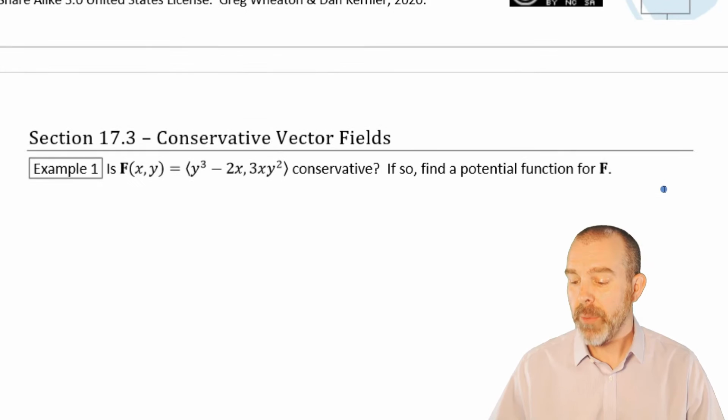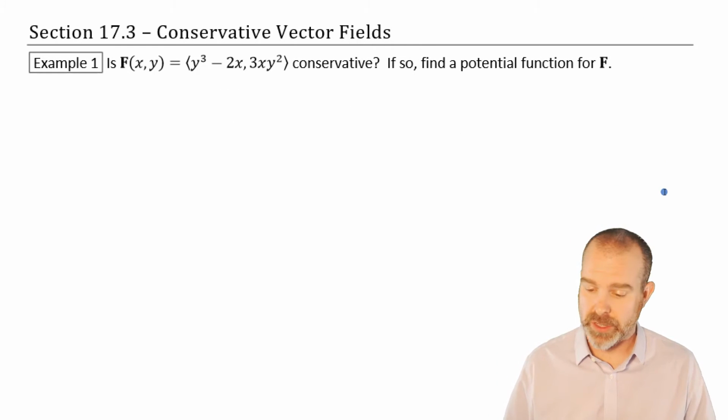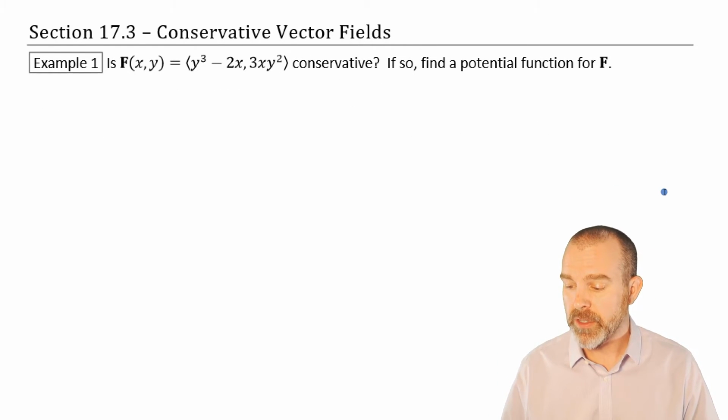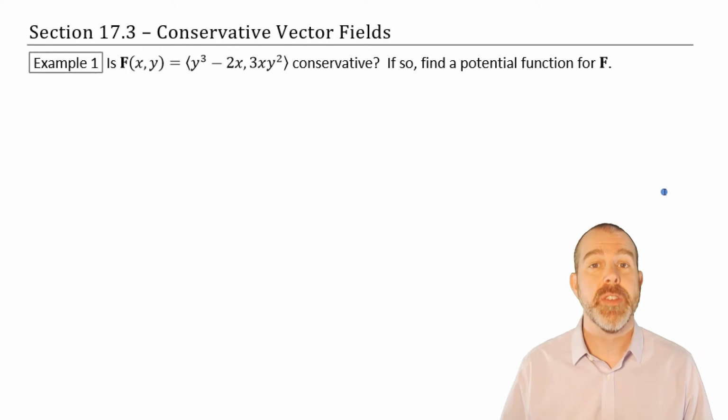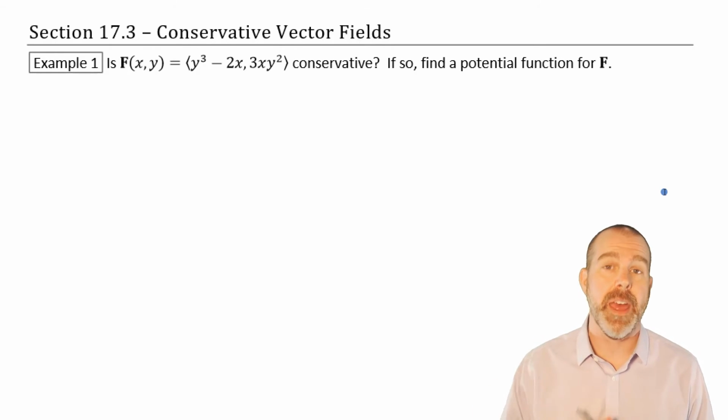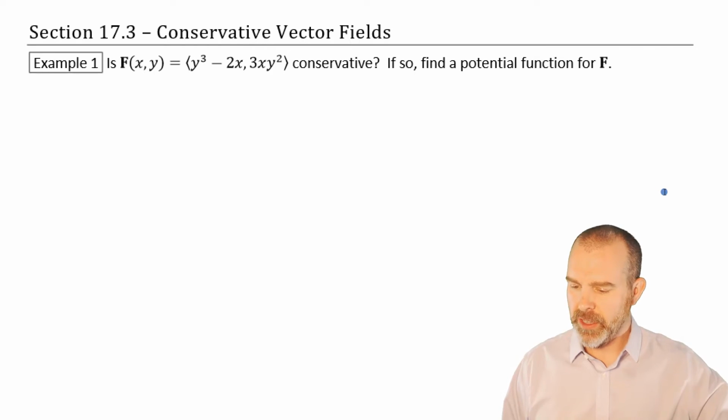Okay, so here's how we can use this. Here's the first example of how we can use this. We can say, well, first of all, is the function conservative? Or is the field conservative? If it is, find that potential function. So let's take a look here.